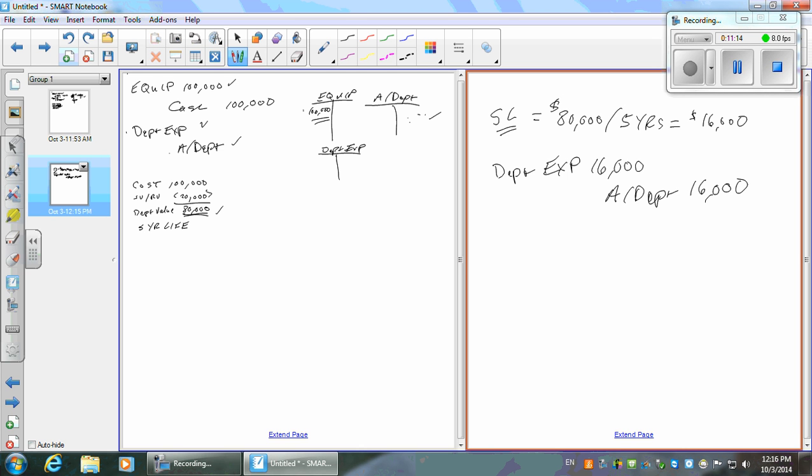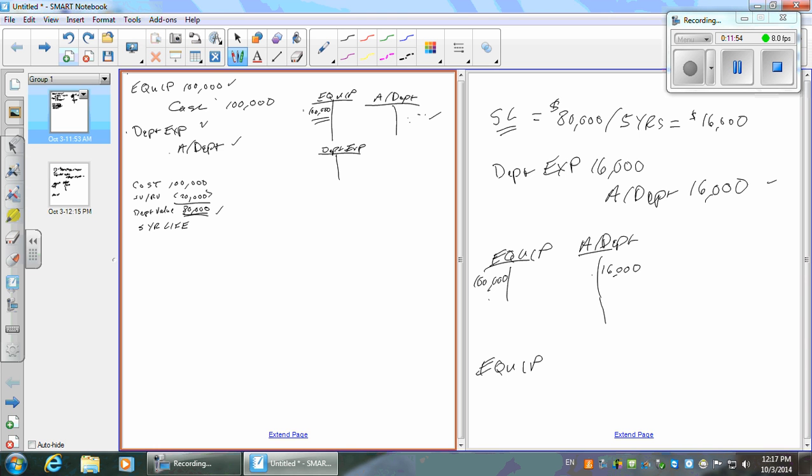Now what's in equipment then? Well, we put the 100,000 in equipment, right? What's in accumulated depreciation after the first year? 16. Everybody agree? So what I would have on my balance sheet is equipment, how much? 100,000, right? Not the 80 depreciable value. We don't take out the salvage. On my balance sheet, I'd still have the 100.